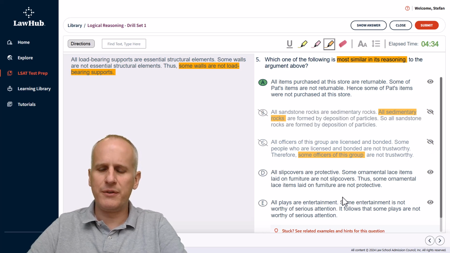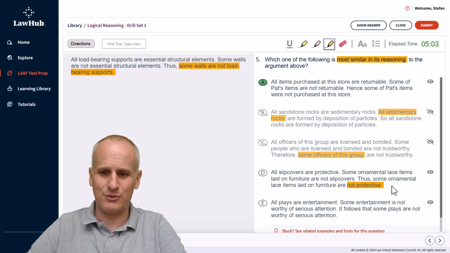Then for choice D, we've got all slipcovers are protective. Then we've got some ornamental lace items laid on furniture are not slipcovers. Thus, some ornamental lace items laid on furniture are not protective. Well, we know that all slipcovers are protective, and we know that some of them are not slipcovers, but we don't know about those other ornamental lace items being protective or not. This, once again, is not a valid argument because we can't go to they're not protective. We just know that slipcovers are protective. So we highlight that, knowing it's invalid, and select the eye icon to eliminate choice D.